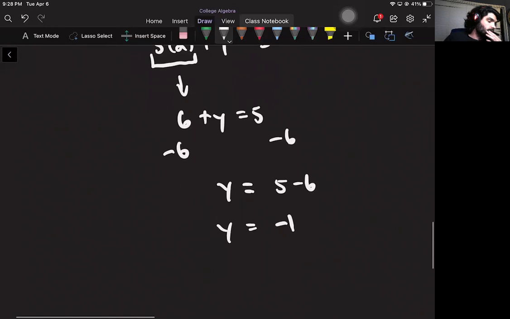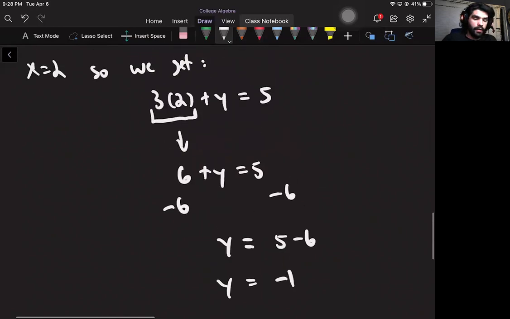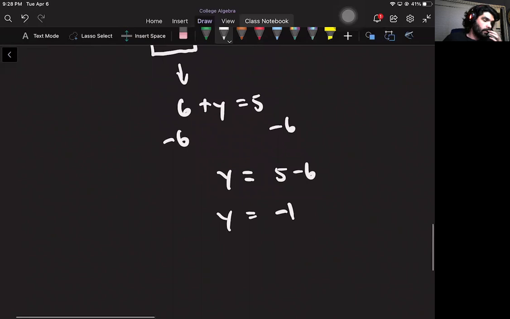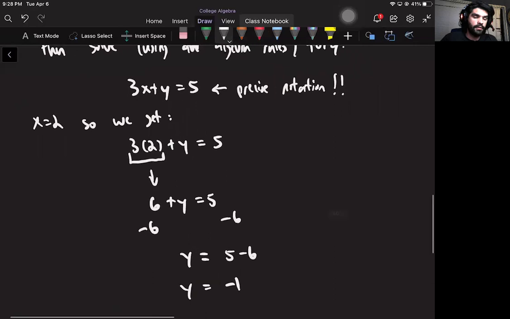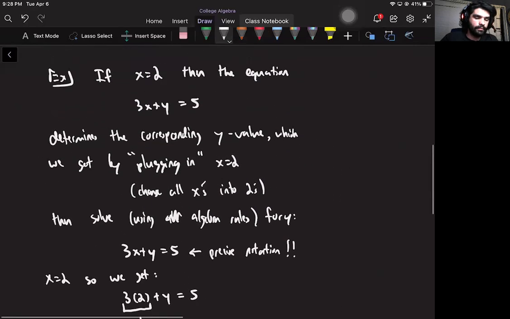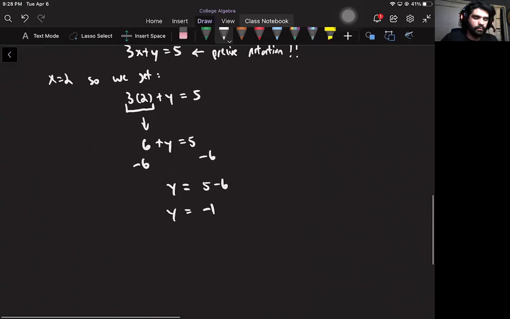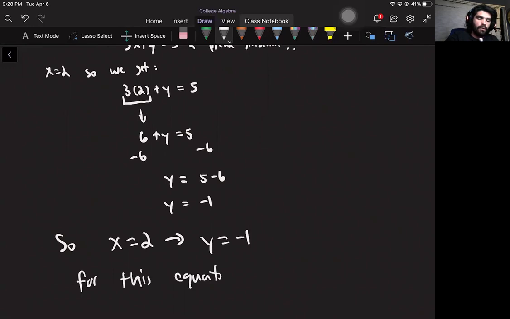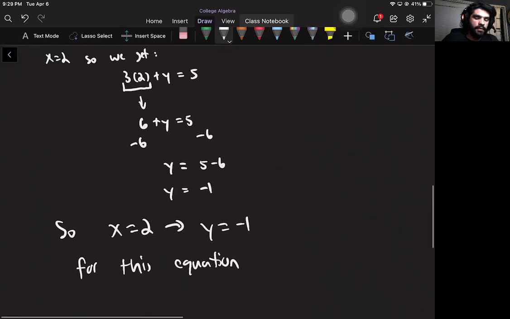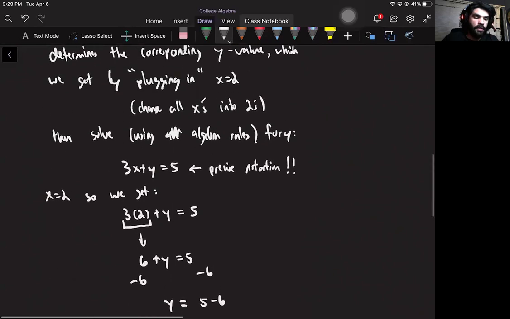So what this tells me is that the corresponding value of y is -1 for this x equals 2. Okay. So x equals 2 corresponds to y equals -1 for this equation. So we see that the equation is really what determines that these two go together. X is 2, y is -1. If I pick a different x, I'll get a different y.